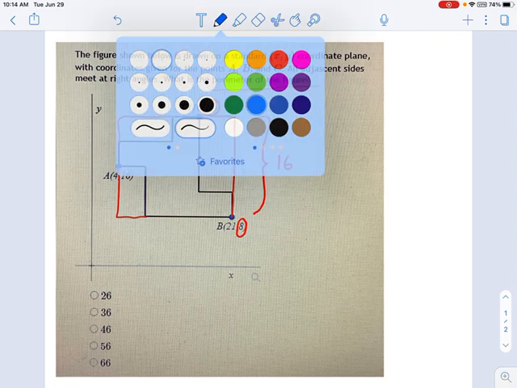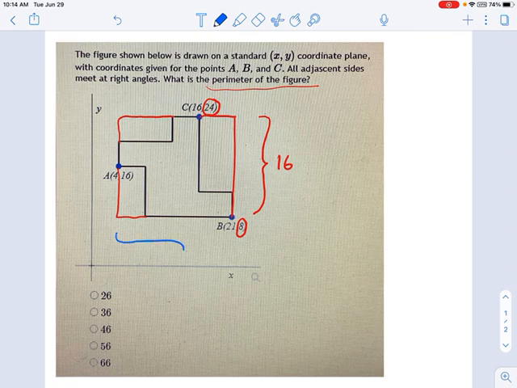And let's pop into another color here. If I want to talk about this distance right here, that's going from an x value of 4 over to an x value of 21. Well, that's a change of 17. And now we know enough about this rectangle to figure everything out, because this side over here is going to be 17. Okay, this side over here is going to be 16. They're opposite sides. So our perimeter equals 16 plus 17 plus 16 plus 17, which is going to be 66.